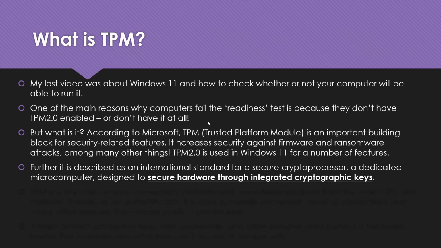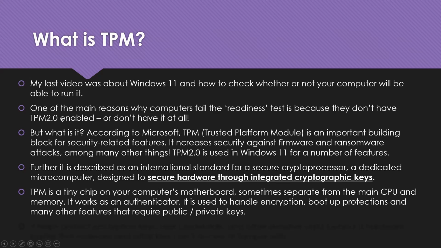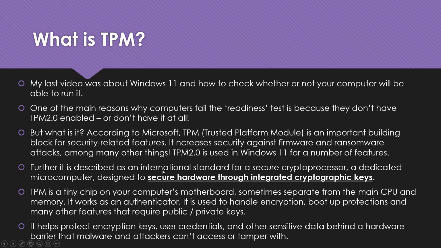So these are secure keys. The TPM is a tiny chip on your computer motherboard. It's sometimes separate from the main CPU and memory. It works as an authenticator, basically. It's used to handle encryption, boot up protections, and many other features that require public and private keys. So it's basically having to do with the encryption and the keys for encryption. It helps protect these encryption keys, user credentials, and other sensitive data behind a hardware barrier that malware and attackers can't access or tamper with.